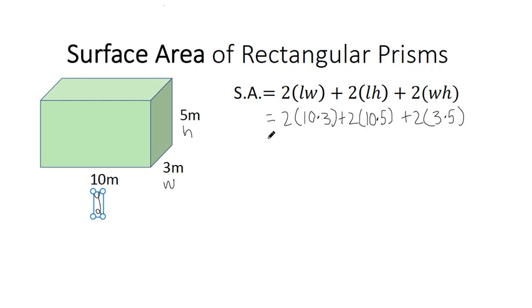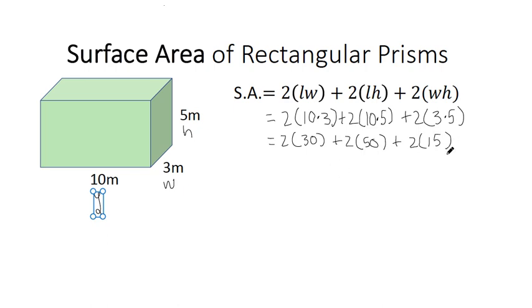Now, PEMDAS says do what is in the parentheses first. Because we are multiplying, we could actually multiply everything together before we add, but let's just stick to PEMDAS. Let's see. 10 times 3 is 30. 10 times 5 is 50. And 3 times 5 is 15.